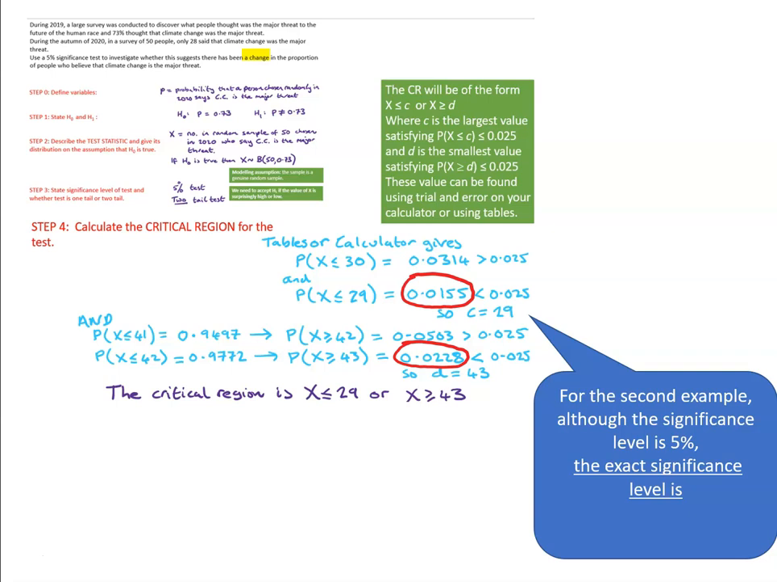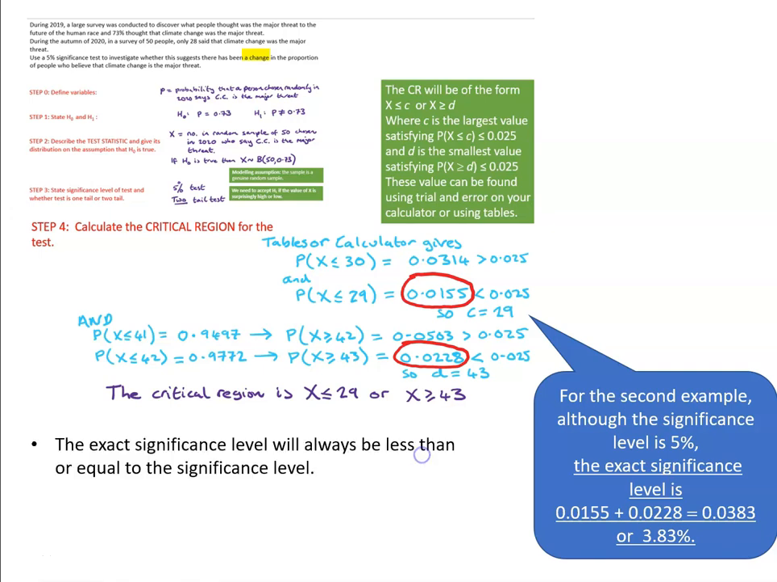Now, for the second example that we looked at earlier, we can say that the exact significance level is 0.0155 plus 0.0228, which gives me 0.0383. So in other words, we've got 3.83%. So the second example had a significance level of 5%, but the exact significance level as a probability was 0.0383 or 3.83%.